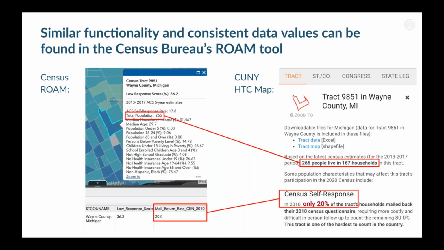On this slide, I have on the left the Census ROAM tool for that one tract in Detroit, which we were looking at, and on the right, the CUNY hard to count map for the same tract in Wayne County. And I just want to highlight that the data that they're pulling from is the same thing. They have the same population, the same 2010 mail return rate. These are consistent tools, and you should feel free to move between them without worrying about introducing apples to oranges comparisons.